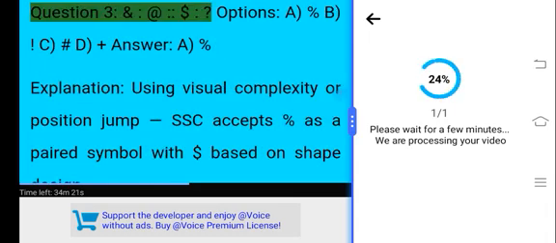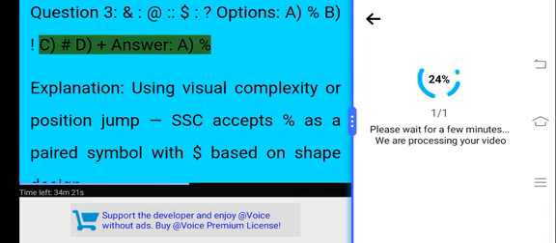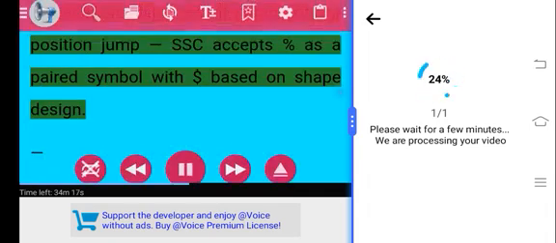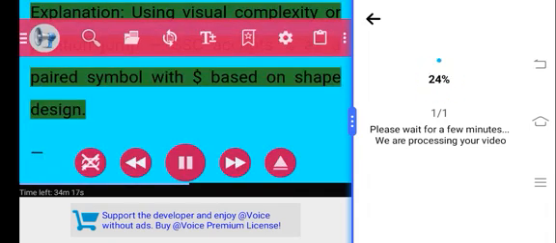Question 3. And, at, $. Options: A. percent, B. star, C. hash, D. plus. Answer: A. percent. Explanation: Using visual complexity or position jump, SSC accepts percent as a paired symbol with $, based on shape design.